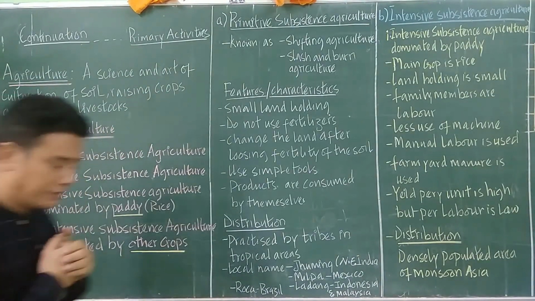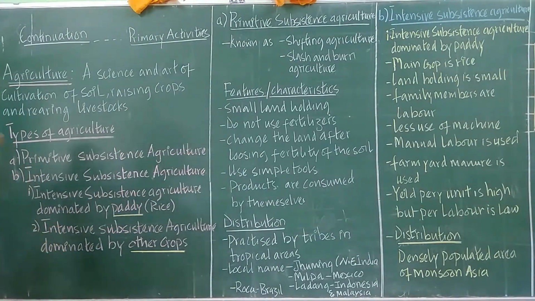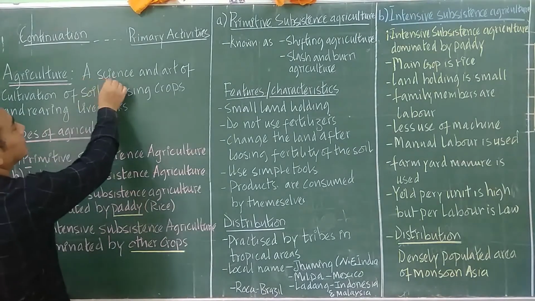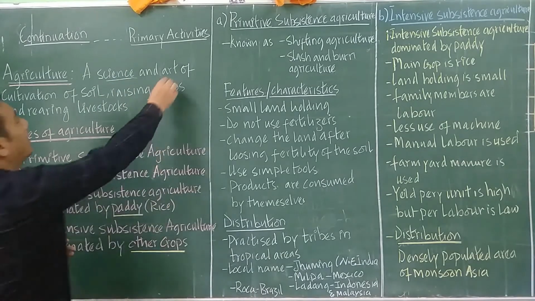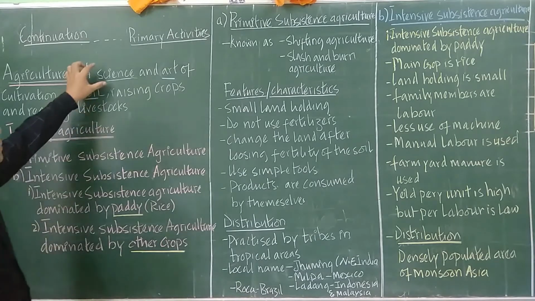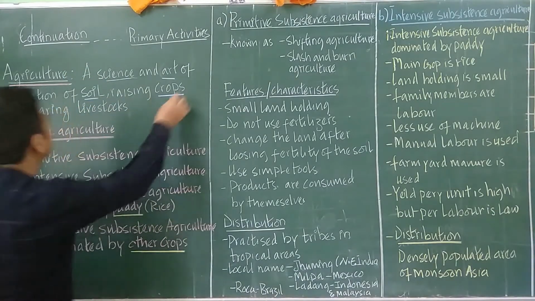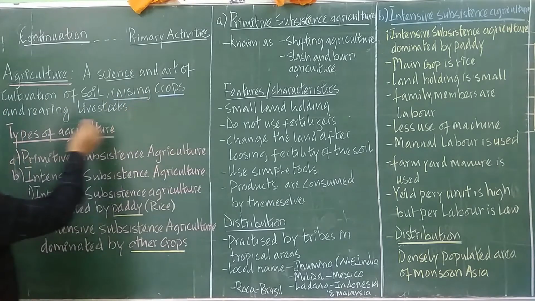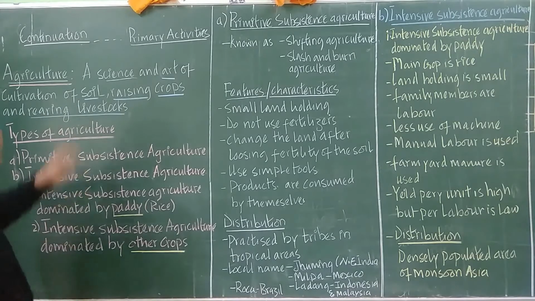Last time we have finished with the 5 point. Now we shall discuss the 6 point, that is agriculture, right? Agriculture is a science, all right? It's a science and art of cultivation of soil, raising crops, all right? You will raise the crop, okay, and rearing livestock. So that is known as agriculture.